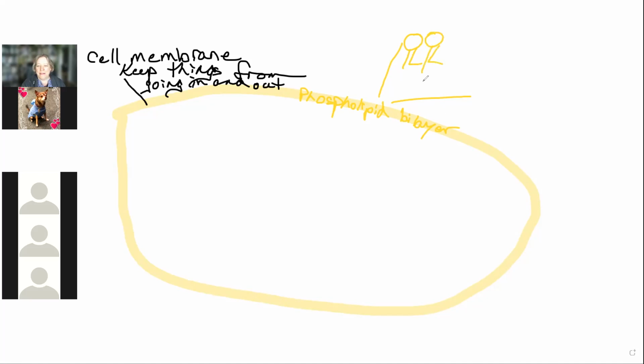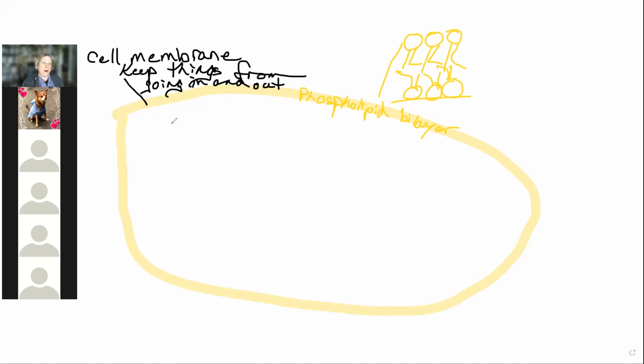Okay. What about on this other side? It would be a mirrored version, having the two legs touching. Very good. Okay. Good job. Okay, so that's my phospholipid bilayer.